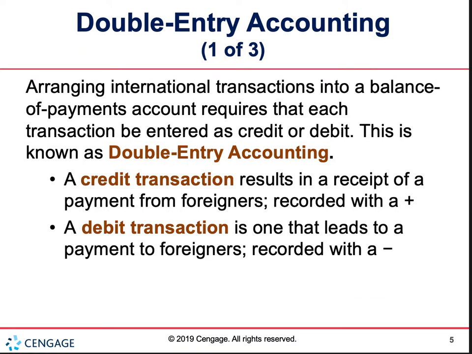All right, so the first concept we're going to talk about is double entry accounting. Basically, this is arranging international transactions into a balance of payments. So we're going to look at credits and debits. It's very similar to accounting if you've taken it before. A credit transaction results in a receipt of payment from foreigners, and this is recorded as a plus or a positive value. A debit transaction is one that leads to a payment to foreigners. So a credit is a payment from, a debit is a payment to, and this is recorded with a negative sign.